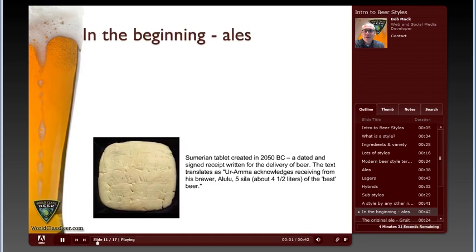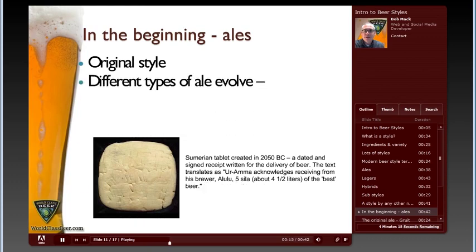In the beginning, there were only ales. Since beer was first brewed many thousands of years ago, humans only knew how to make that type of beer. But over the millennia, beer styles began to evolve as humans developed preferences for one type of ale over another.